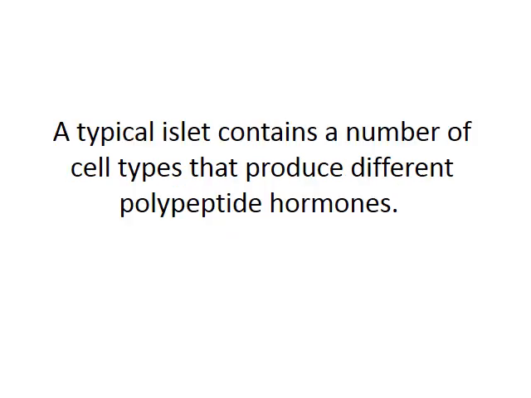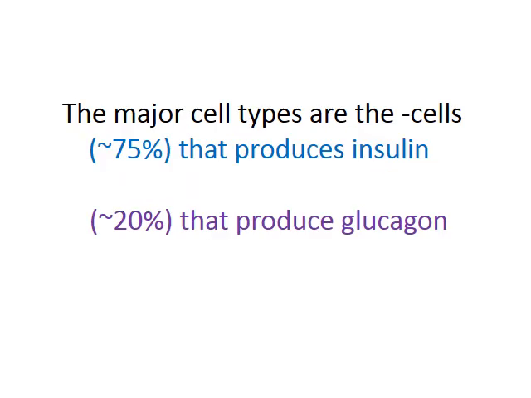A typical islet contains a number of cell types that produce different polypeptide hormones. Major cell types are the beta cells, 75%, which produce insulin, and alpha cells, 20%, which produce glucagon.